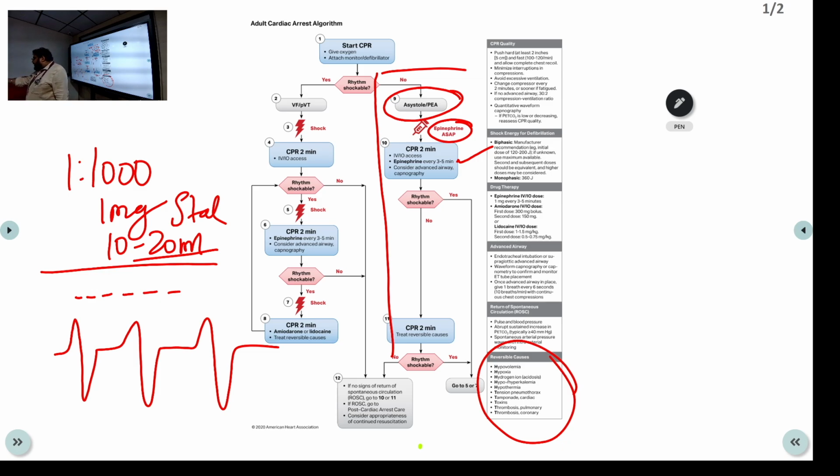Only if it is a shockable rhythm do you have to deliver a shock. But we are seeing an organized rhythm. The next important thing is to check for the pulse. There is no pulse, so continue CPR. Then after 2 minutes, you reassess, and every 3 to 5 minutes you continue giving epinephrine.